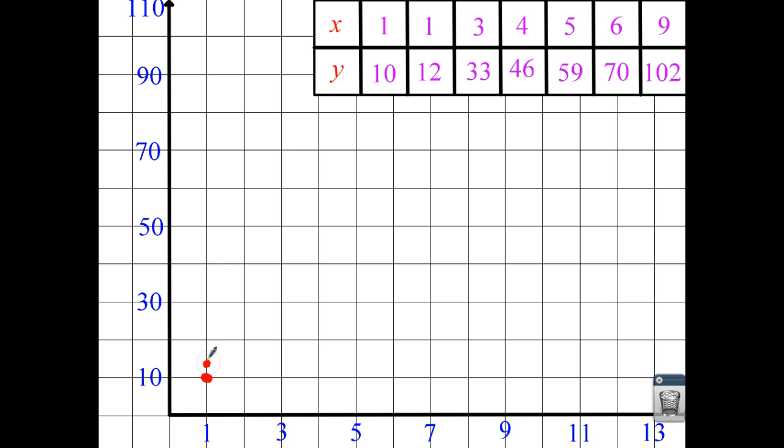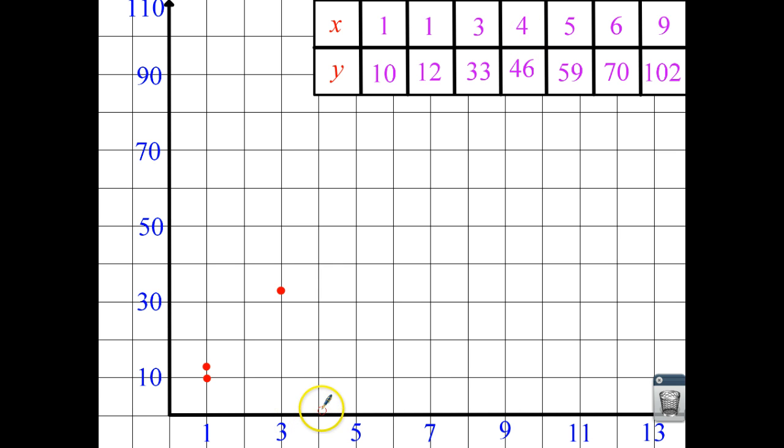So we're going to go right above it. You know what? Let's get these dots to be the same size. That's going to be an issue. So let's get them all to be that size. So (1, 10) and then (1, 12). It's right about there. All right, (3, 33). This is 30. This is 40. This is 35. It's about 33.